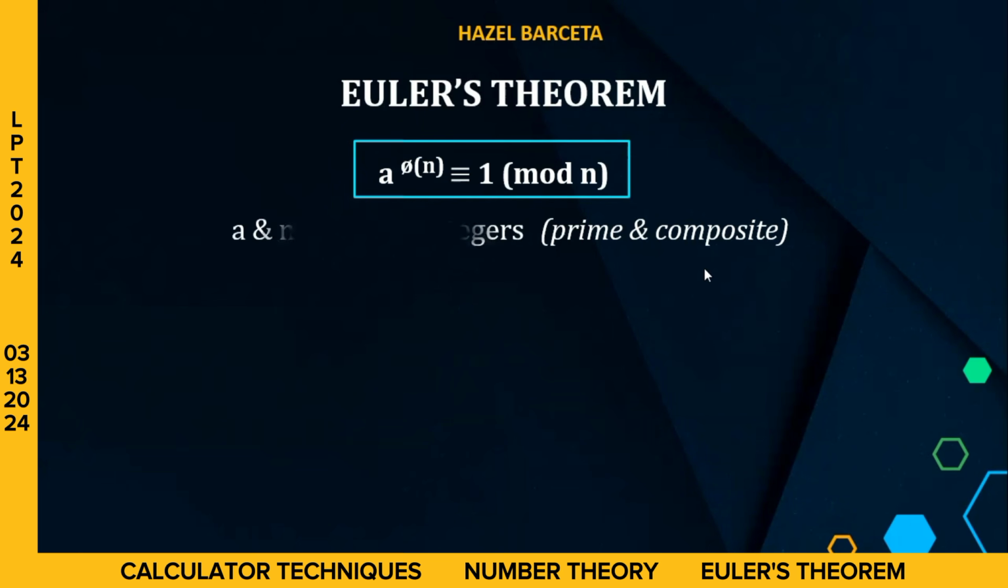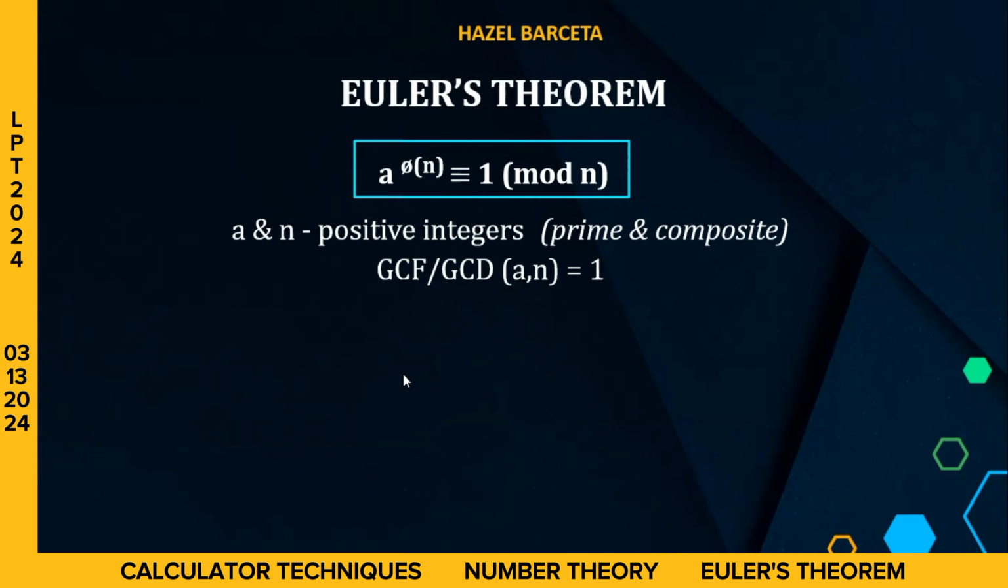Kailangan po dito ay positive integers ang ating A at N. That is why pasok po ang ating prime and composite dahil tanging positive integers ang kailangan para sa ating A and N. But wait, kailangan din po pala na relatively prime ang A and N. Ano po ang ibig sabihin? Dapat po ang kanilang greatest common factor or GCF ay equal to 1. Yan po. So, ito po ang ating formula sa Euler's Theorem.